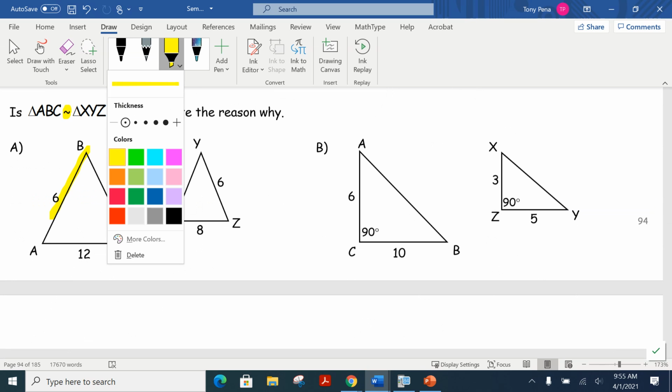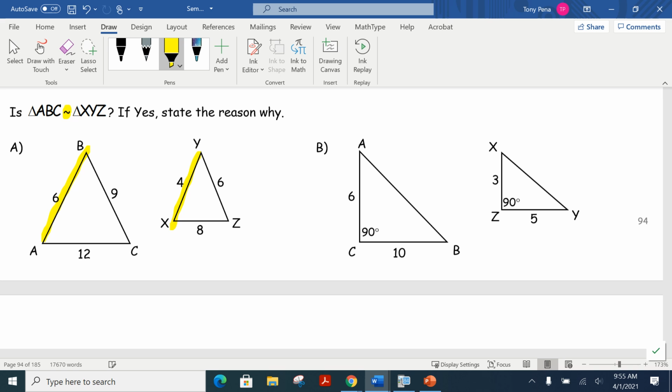I'm going to take the yellow sides first. I'm going to do B to A and then Y to X. We're going to see what their ratio is between each other. So I'm going to do 6 compared to 4, and I reduce that down to be a 3/2. So all three sides better have that same ratio to each other.